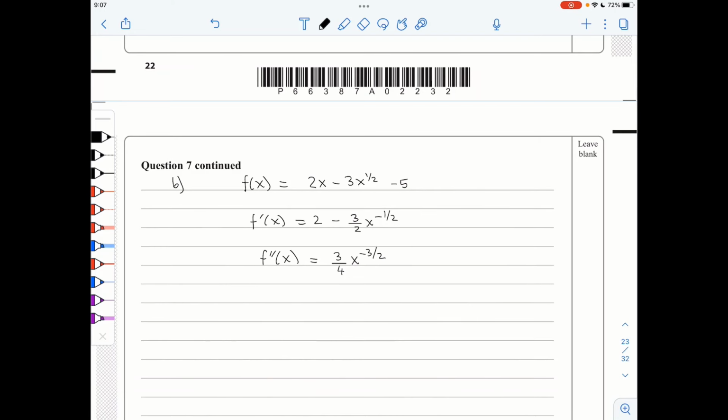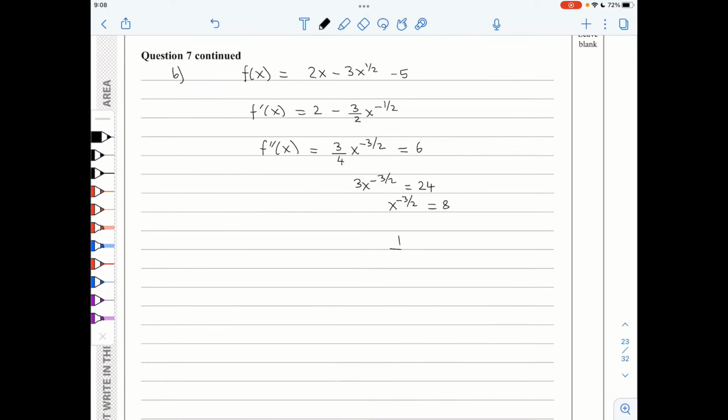Remember, we are getting the power down, deducting 1 from the power, and we have been told that f double dash of x is 6. So I will cross multiply to get 3x to the minus 3 over 2 is equal to 24, which means that x to the minus 3 over 2 is 8. Now the negative power can be dealt with by writing it as 1 over.